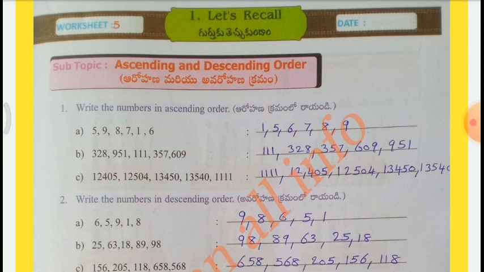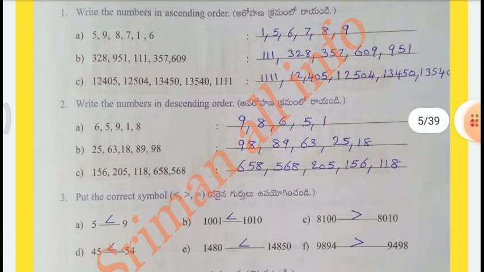Write the numbers in decreasing order, big number to small number. A: 9, 8, 6, 5, 1. B: 98, 89, 63, 25, 18. C: 566, 258, 206, 158, 118.